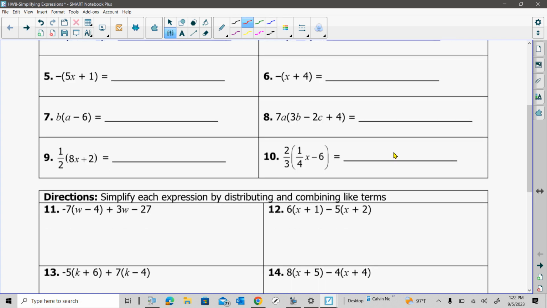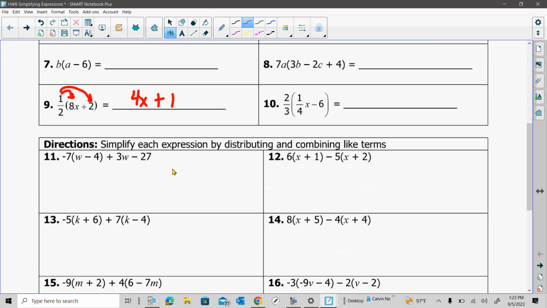All right. Then you have fractions at the bottom. A half of 8x is what? 4. A half of 2. So 4x plus 1. When you get to the bottom half, you have to distribute, then combine like terms.